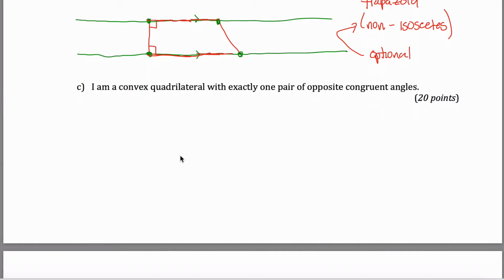I'm a convex quadrilateral with exactly 1 pair of opposite congruent angles. Okay, so I have an angle over on this side and an angle over on this side, and they are congruent. So I don't know what their angle measure is, but maybe I'll just draw something that looks like this. And then the answer ends up being a kite. So maybe I'll draw the answer, and then I can explain how I knew that that was the answer.